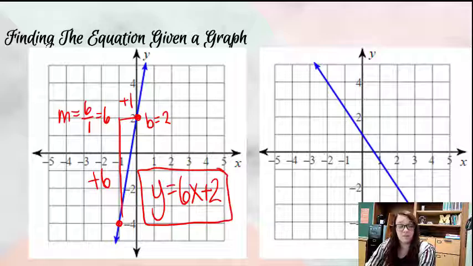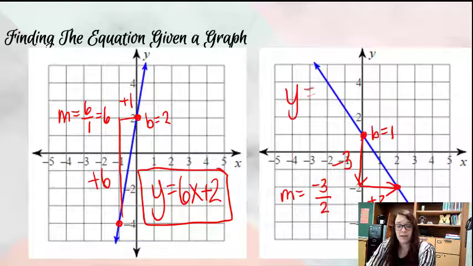All right, last one for the day. Our y-intercept is at 1. And our slope, if I find another point to bold in, like here, was drop 3, right 2. So my slope is -3/2. That can't be reduced. So y equals -3/2 x plus 1.